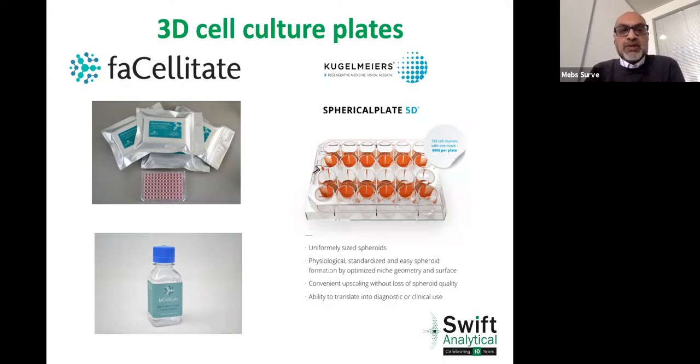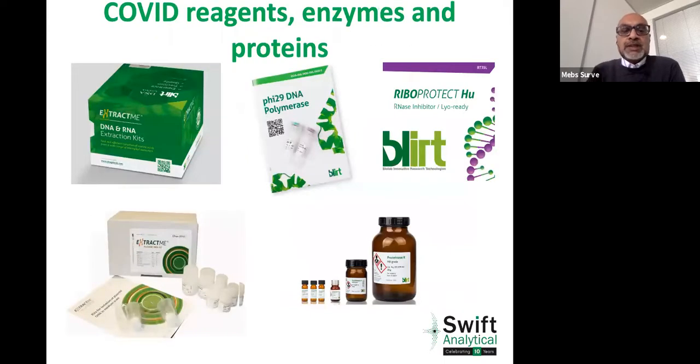if you are looking for single cell high throughput applications, then the Facilitate plates are perfect for your needs, and they are performing better than the Corning and the Thermo Fisher plates that are currently available on the market. If you're looking for higher throughput, so if you wanted to generate clusters of organoids or spheroids, then we recommend the Kugelmeyers plates.